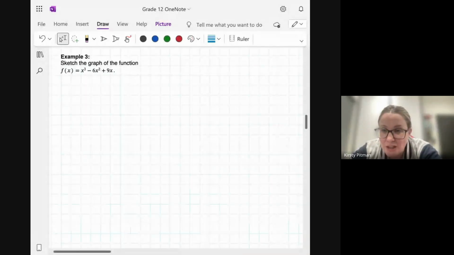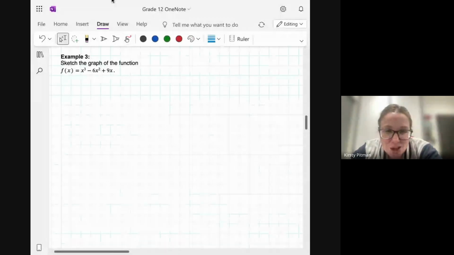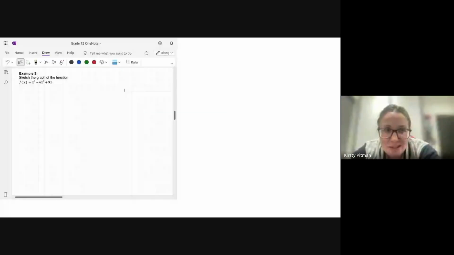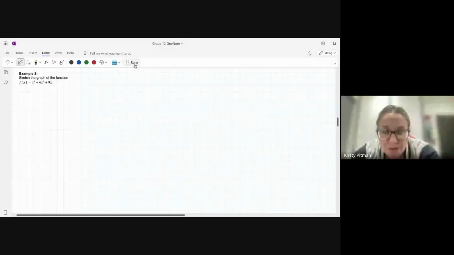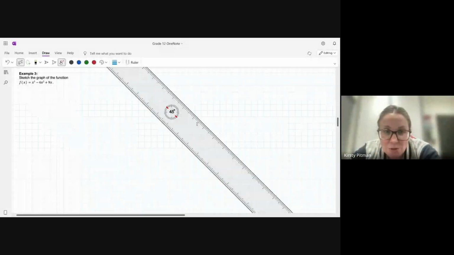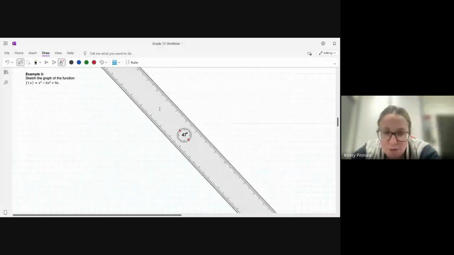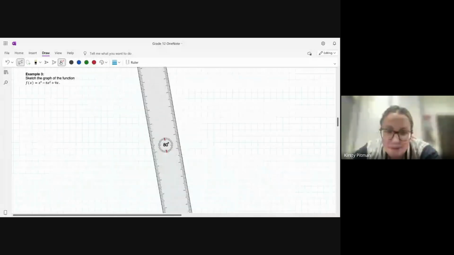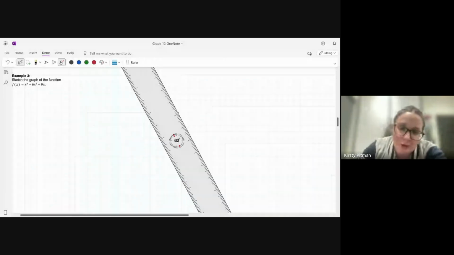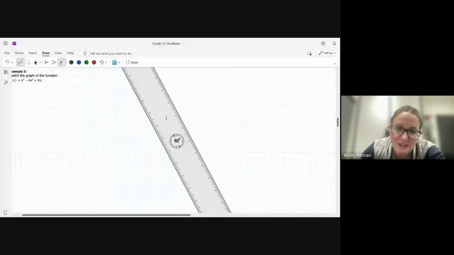sketch a graph now. Okay, so when they ask you to sketch a graph, grade 12, it does not mean that you do not use a ruler. So you bring a ruler across. Okay, hopefully it lets me move the ruler. You're going to bring your ruler across and we're going to sketch a set of axes. Apologies, this ruler is doing its most tonight.